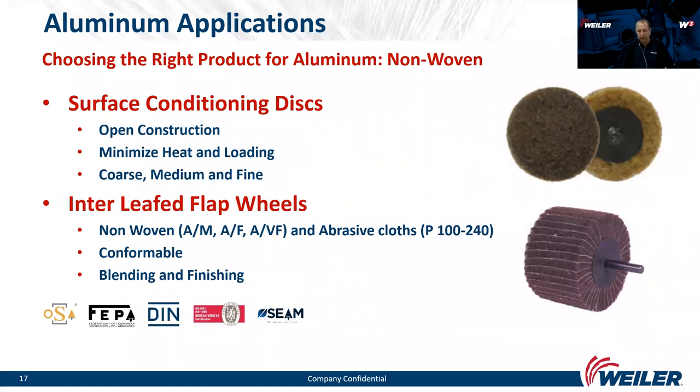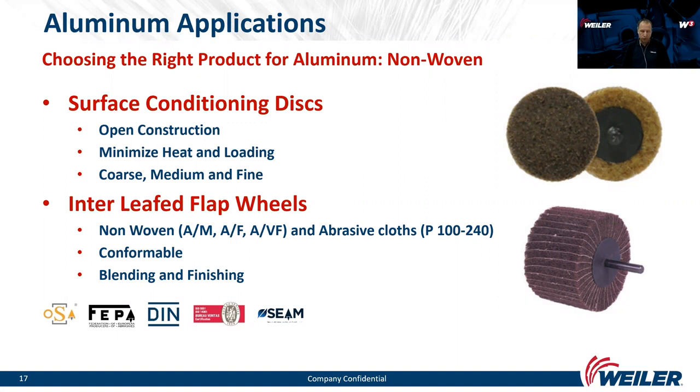Non-woven materials are designed for use where stock removal is not required. So when you use lighter manual machines for cleaning and finishing, we recommend surface conditioning discs or flap wheels.